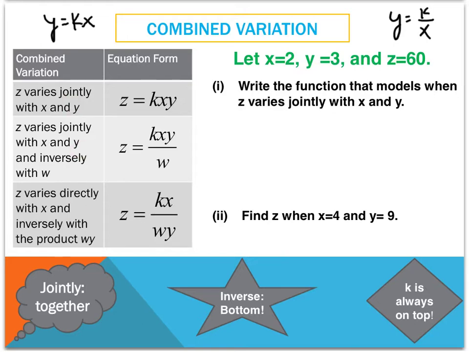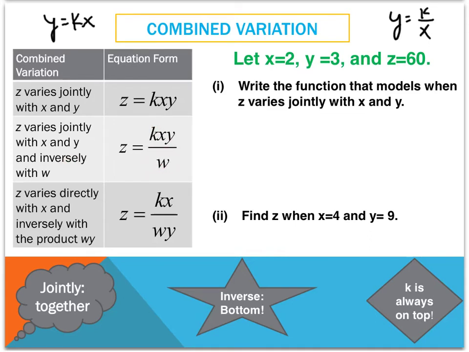So let's say z varies jointly with x and y. So now instead of one variable varying directly with another, it's the product of two variables varying directly with another. Okay, we still have our constant of variation k. If z varies jointly with x and y and inversely with w, that means x and y is going to be on the top because it's like our direct variation, and w, since it's inversely, will be on the bottom.